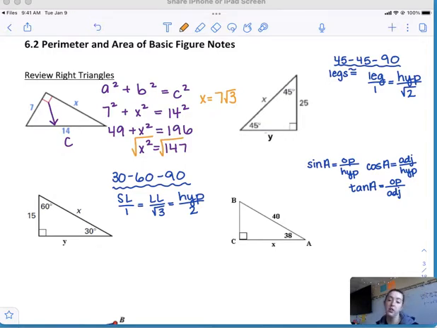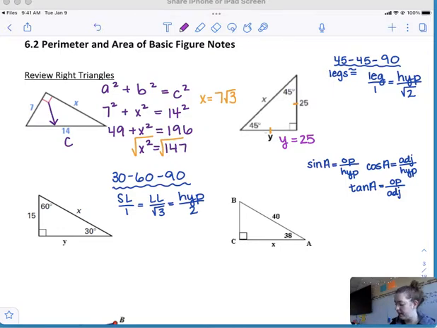This next triangle is a 45, 45, 90 triangle. I know that because I have two 45-degree angles and a 90-degree angle. So we know in a 45, 45, 90 triangle that the legs are congruent. So that means that these two lengths right here are going to be the same. So that tells me that right here, y is equal to 25.